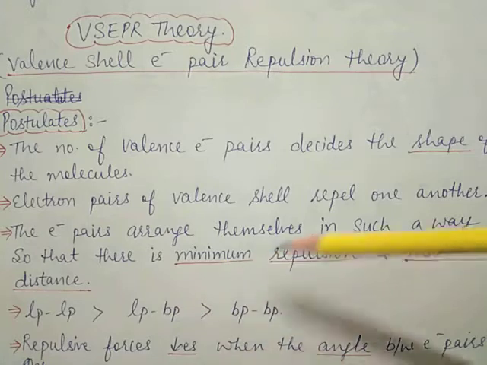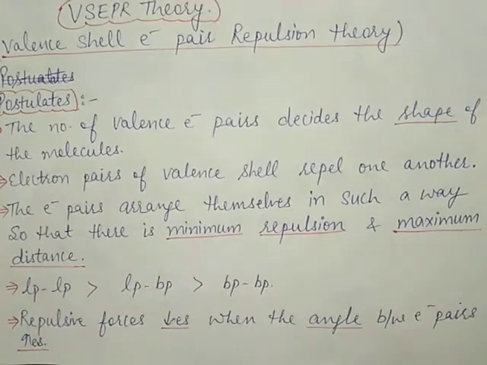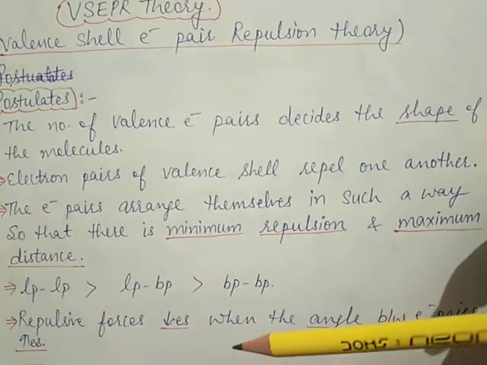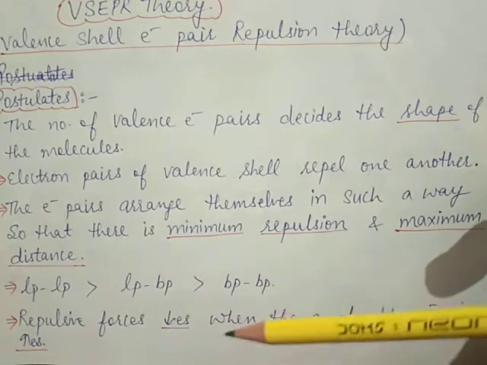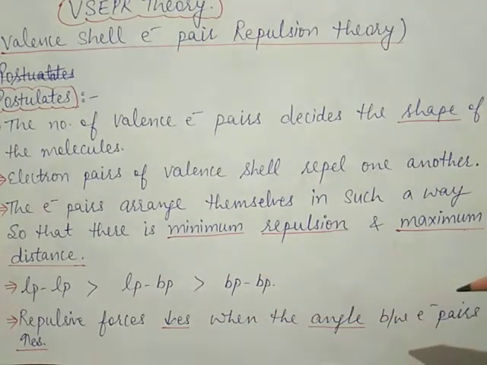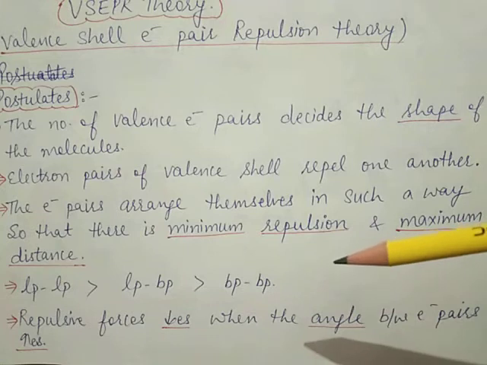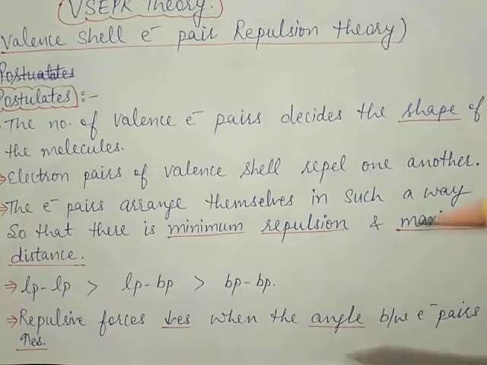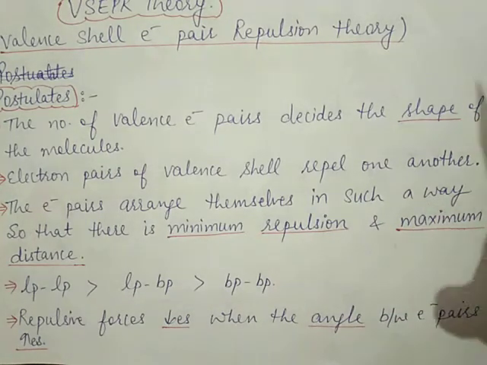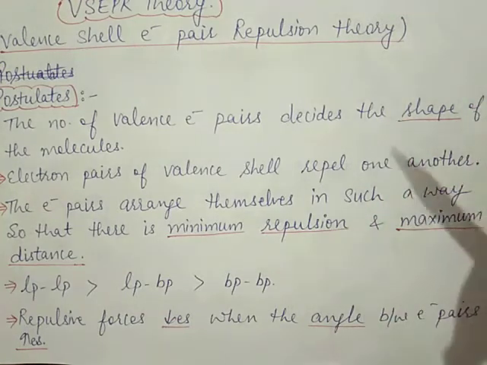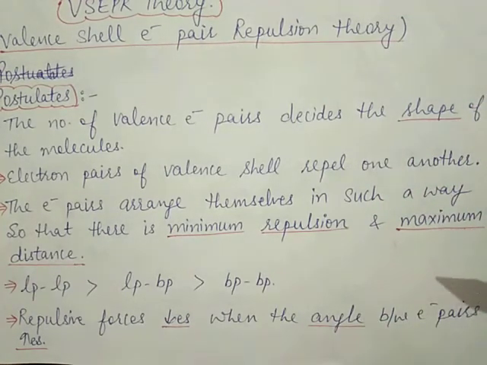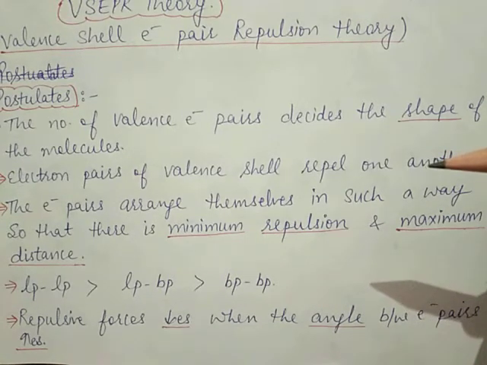And the last point is that repulsive forces decrease when the angle between the electron pairs increases. Means if the angle between the electron pairs increases, then the repulsive force decreases. So all these are the postulates of VSEPR theory.